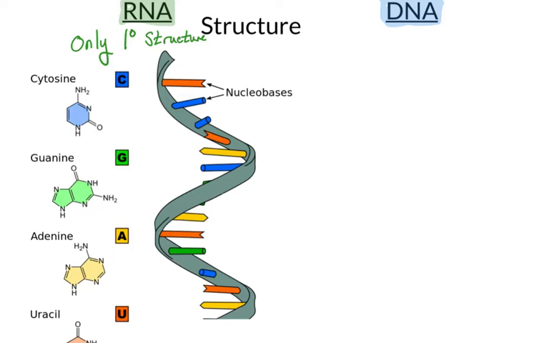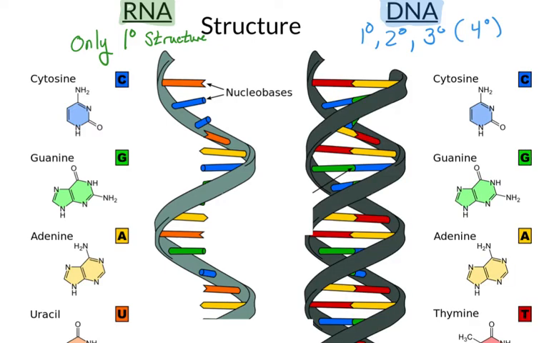While RNA only has primary structure, DNA has primary, secondary, tertiary, and sometimes people will even state that it has quaternary structure. So let's go through each of those. Secondary structure comes from those nucleobases that are attached to the long strands, joining together, and when they join together, the two strands become joined, and we get secondary structure, which is the fact that we have two strands. The tertiary structure is what you see here, where we see this coiling shape.